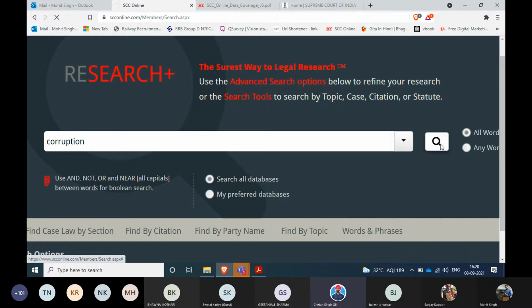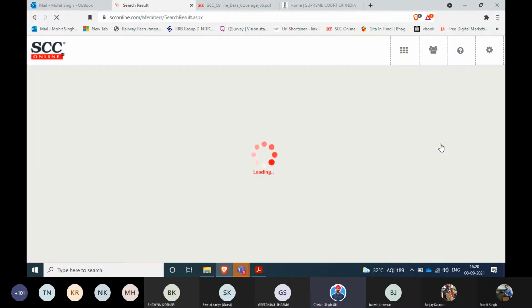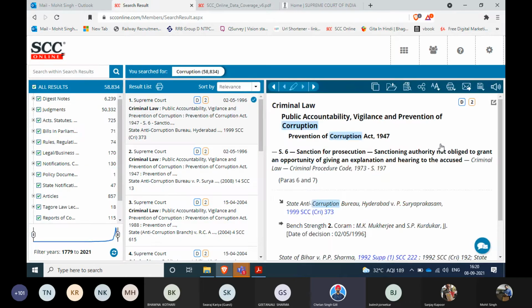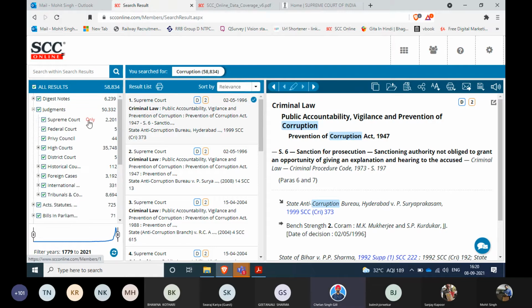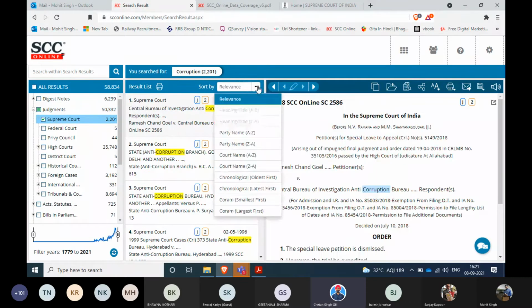And why is that? Because if you just recall what we did, we have the option of selecting individual courts. So there's no need to write Supreme Court, High Court and all. Then latest or oldest, we have an option over here which is sort by. So the number which was 107 has jumped to 2200. And Mohit, could we see the latest one?